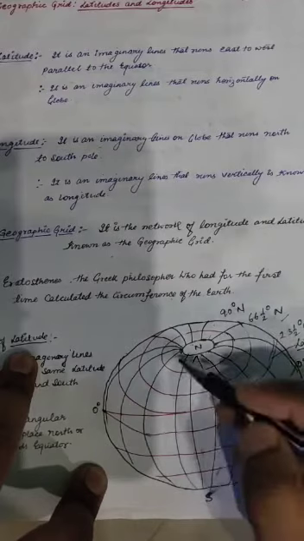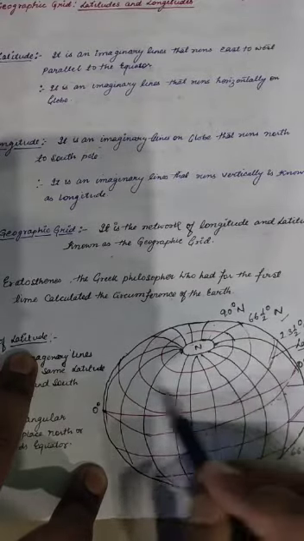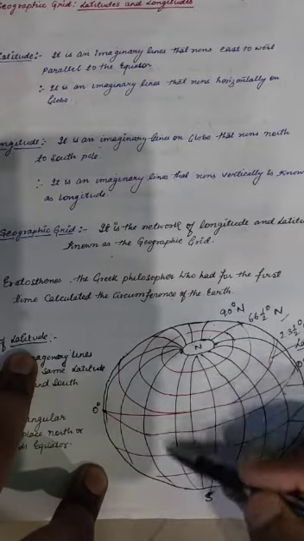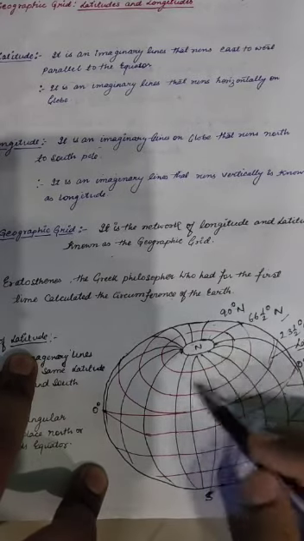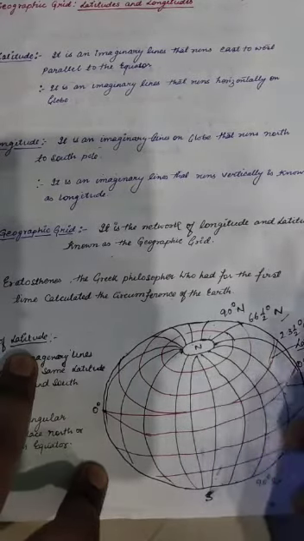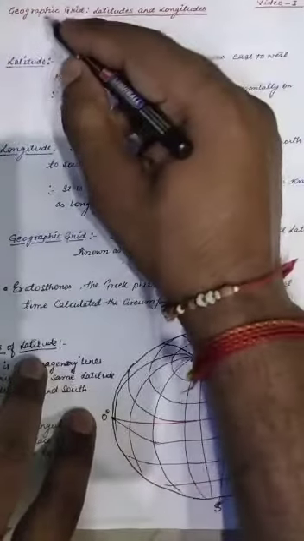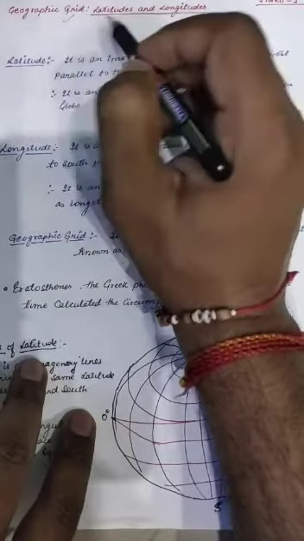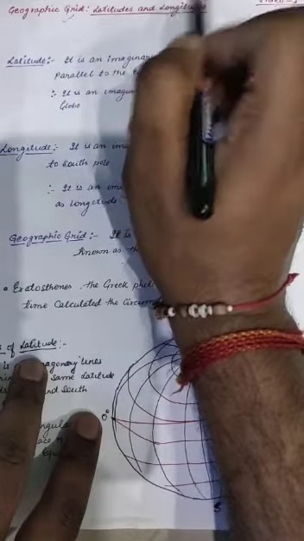The network of latitude and longitude: those lines that run horizontally on the globe are known as latitude, and those lines that run vertically on the globe are known as longitude. So the network of latitude and longitude is known as geographic grid. In this chapter we will discuss latitudes and longitudes.